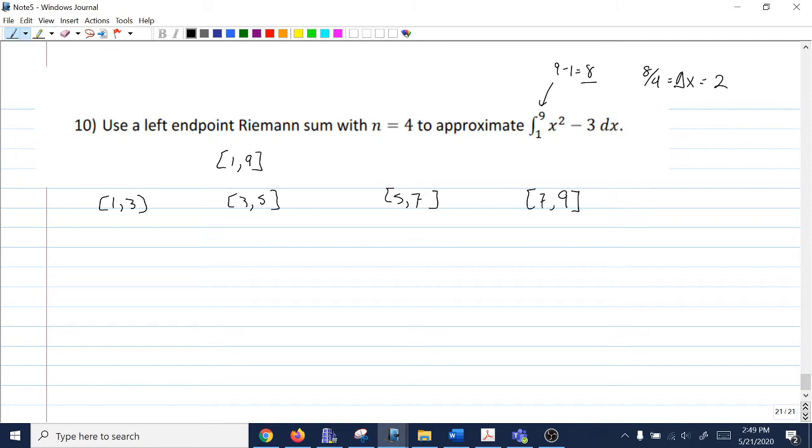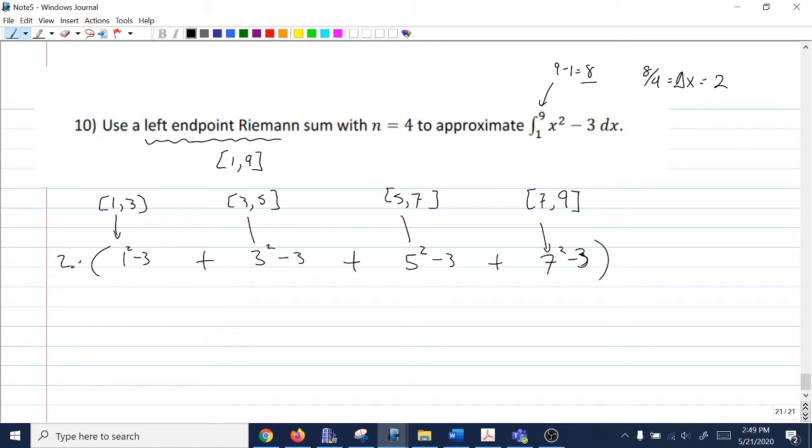How do I get a left endpoint Riemann sum? I need to pick a point from each of these intervals and plug it into the function. My point is going to be the left endpoint, because they said it's a left endpoint sum. I need to plug these numbers into the function. To plug it into the function, I square it, subtract 3. I need to multiply each of these by delta x, and then add them up. Because the delta x's are always the same, I can add them up and then multiply by delta x.